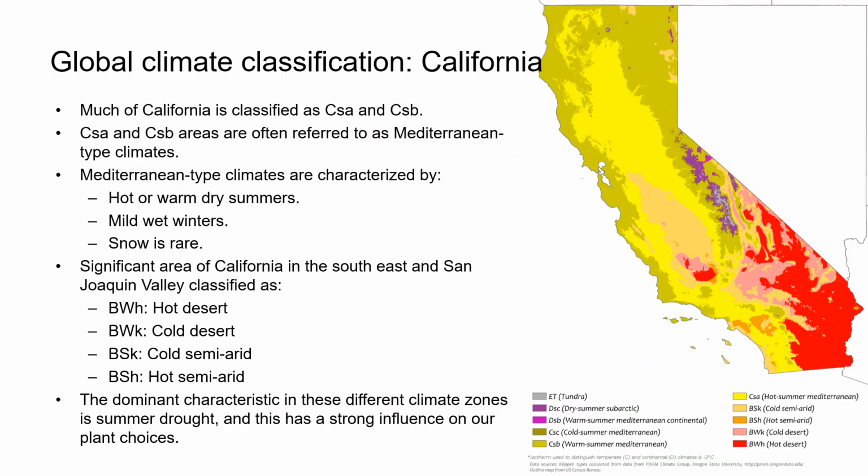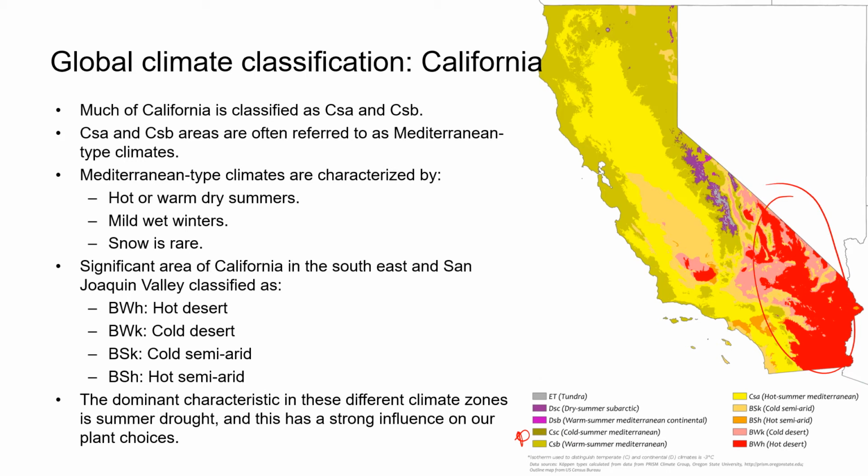If we look more closely at California here, we can see that much of the state is classified by the Köppen-Geiger system as CSA and CSB. These zones are often referred to as Mediterranean-type climates, which are characterized by hot or warm dry summers and mild wet winters in which snow is rare. If you look at the map on the right, you can also see that a significant area of California in the southeast is classified as desert.